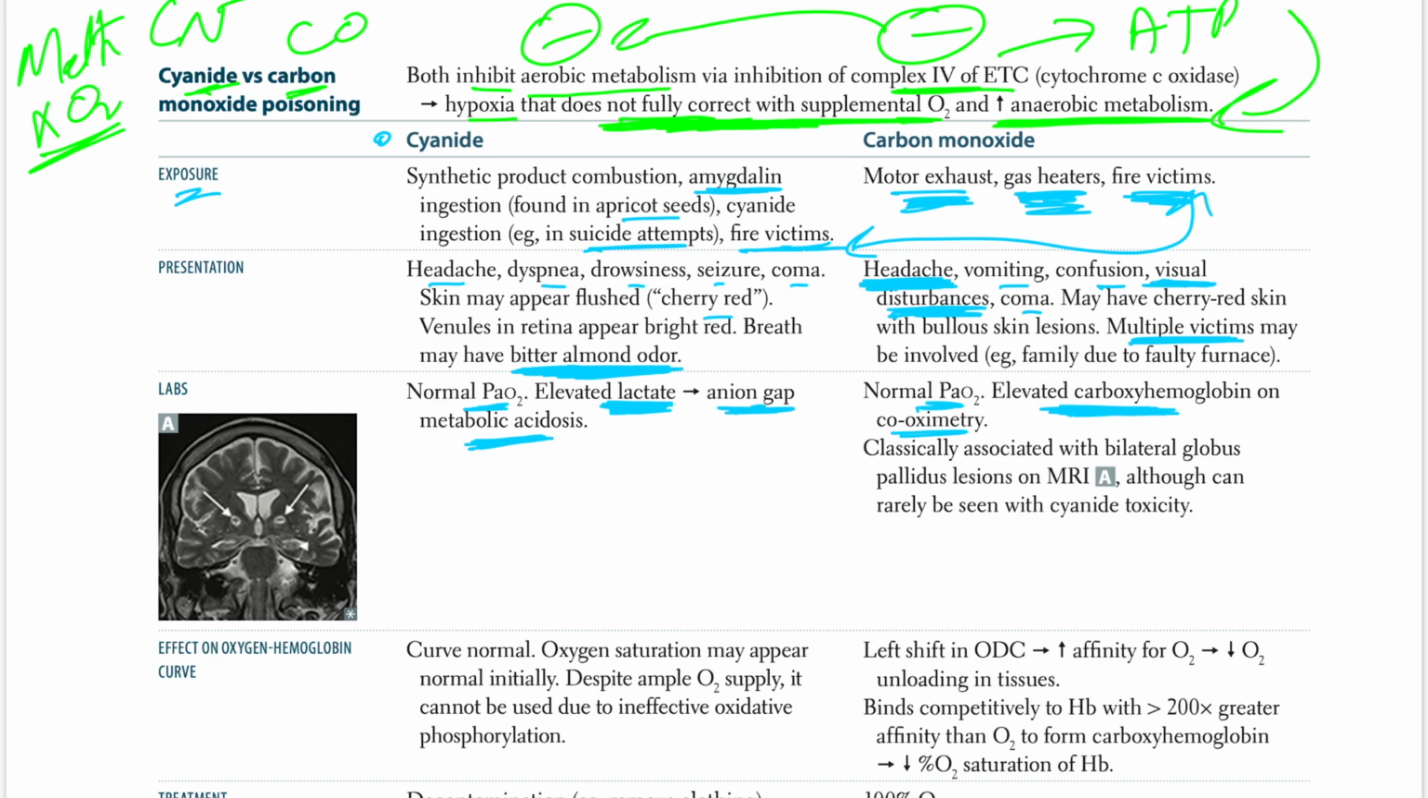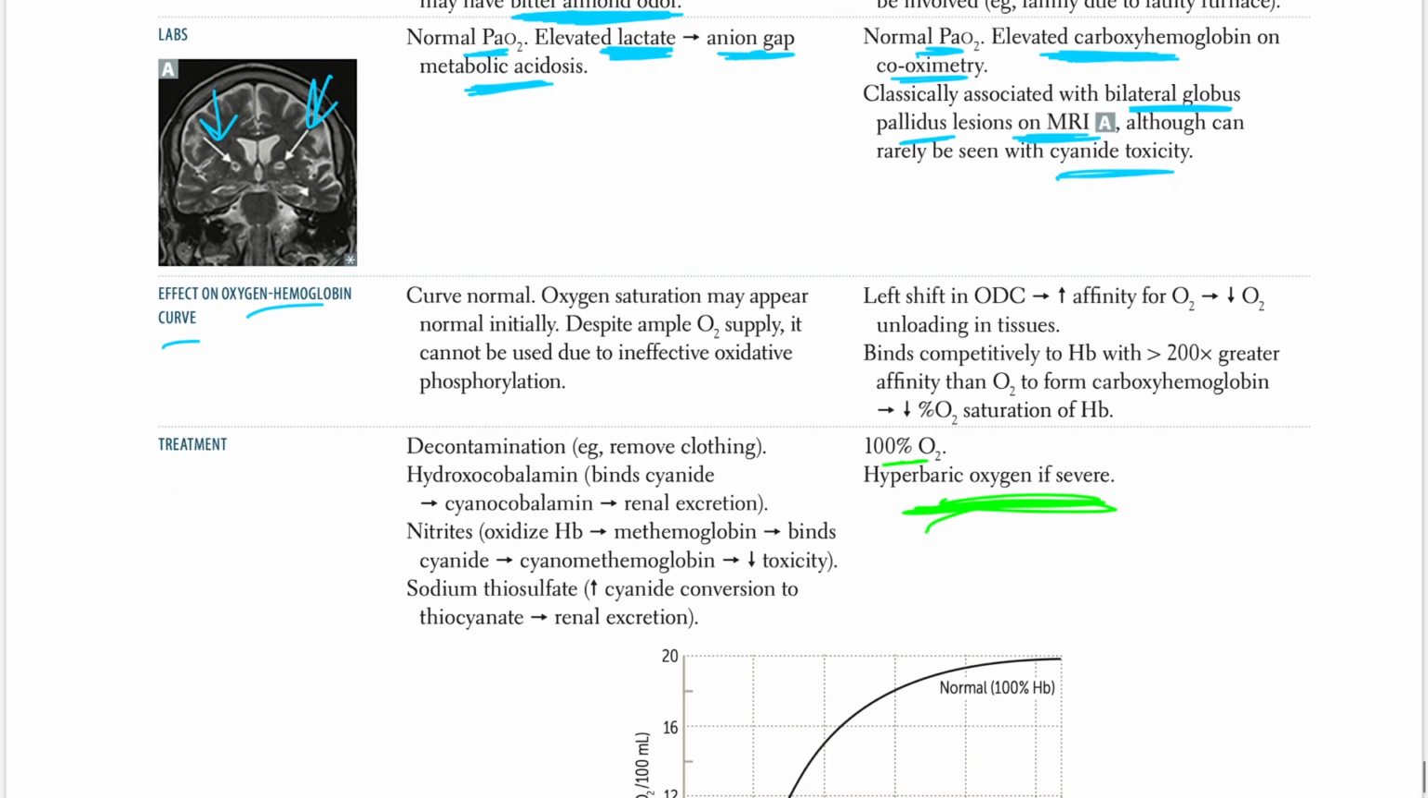So carbon monoxide is associated with a high yield bilateral globus pallidus lesion on the MRI. You can see that the globus pallidus bilaterally is affected. There's a lesion on the globus pallidus, although it can rarely be seen with cyanide toxicity. Okay, effect on the oxygen hemoglobin curve. The curve is normal in cyanide, but it is a left shift in the ODC in CO poisoning that would cause increased affinity for O2. That is going to lead to decreased O2 unloading to tissues.